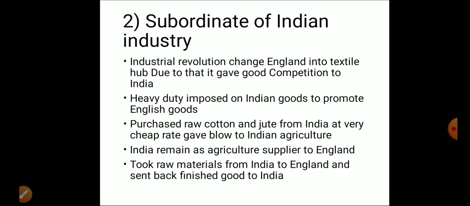Next, second point, subordination of Indian industries. The industrial revolution changed England into a textile hub. સૌથી પહેલાં ઇન્ડસ્ટ્રીયલ રિવોલ્યુશન જે સ્ટાર્ટ થયું, that was started in England itself. They made many machines, but all those machines were related to the textile industries.